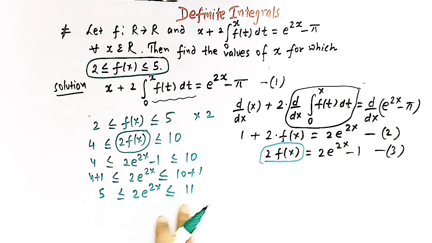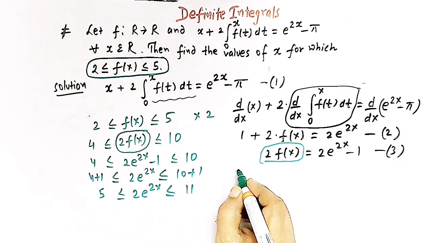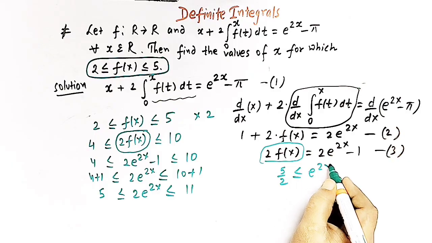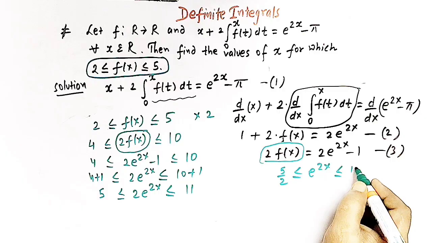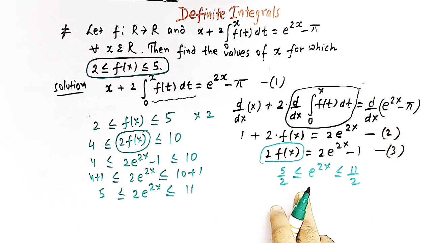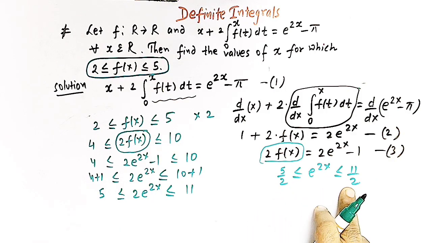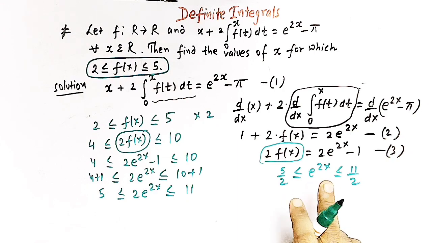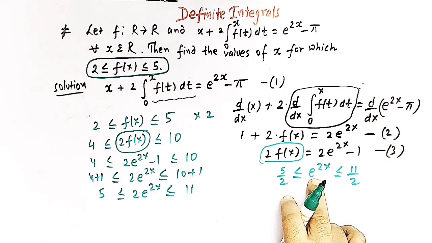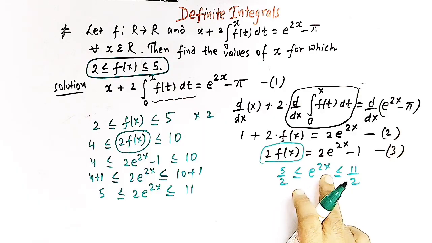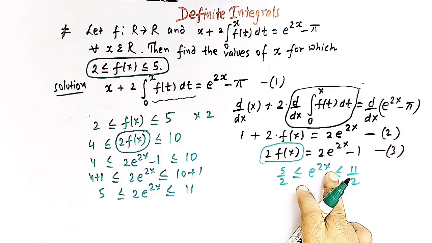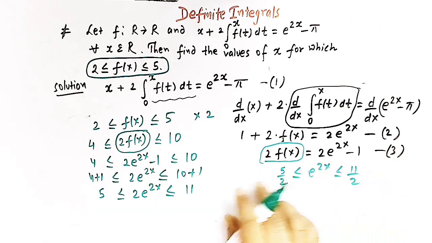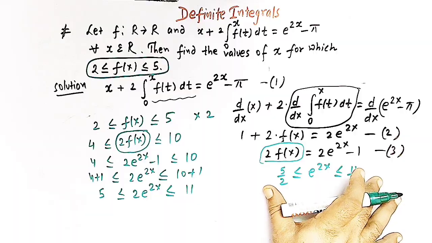Now dividing throughout by 2, we have 5 over 2, and here we have e raised to 2x, and here we have 11 over 2. So now we have this inequality involving the exponential function, right? So now we have to get rid of this exponential function, and we have to simply find out x. So what we will do, we will take the natural log of this inequality, right?